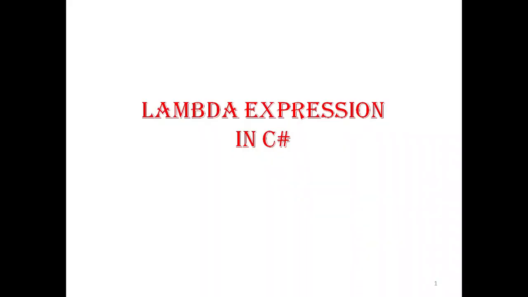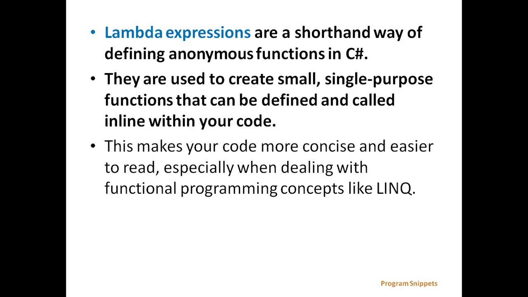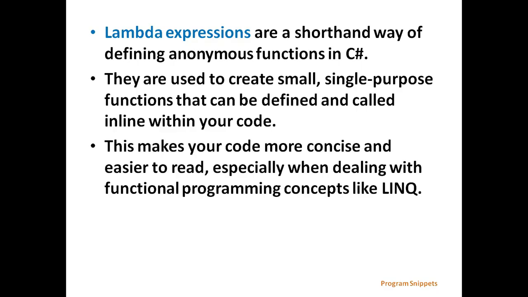Here we will see lambda expression in C#. Lambda expressions are a shorthand way of defining anonymous functions. They are used to create small single-purpose functions that can be defined and called inline within your code. This makes your code more concise and easier to read, especially when dealing with functional programming concepts like LINQ.